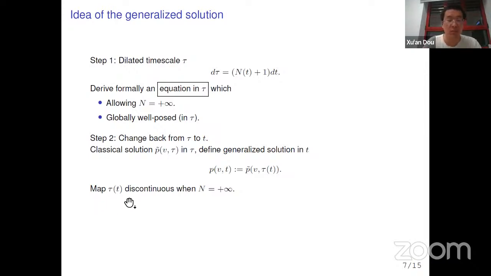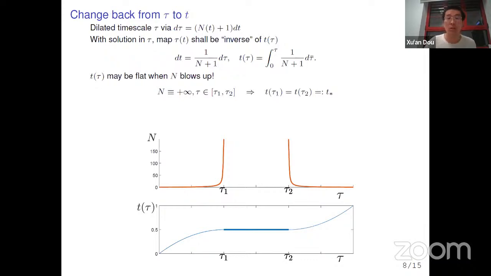However, this map is not trivial because tau of t can be discontinuous when the fan rates blow up. Tau of t can have a jump, and by the construction, the jump of tau of t will lead to a jump in time of our generalized solution when the fan rates blow up. So when the fan rates blow up, the density function of our generalized solution will have a jump in time. And this jump in time essentially contains how we resolve the blow up issue in our generalized solution. So let me explain more about this.